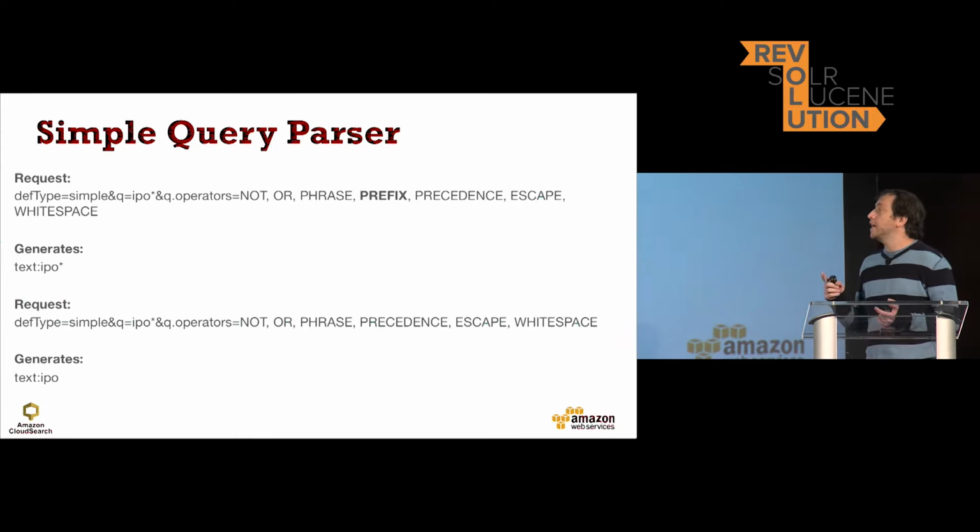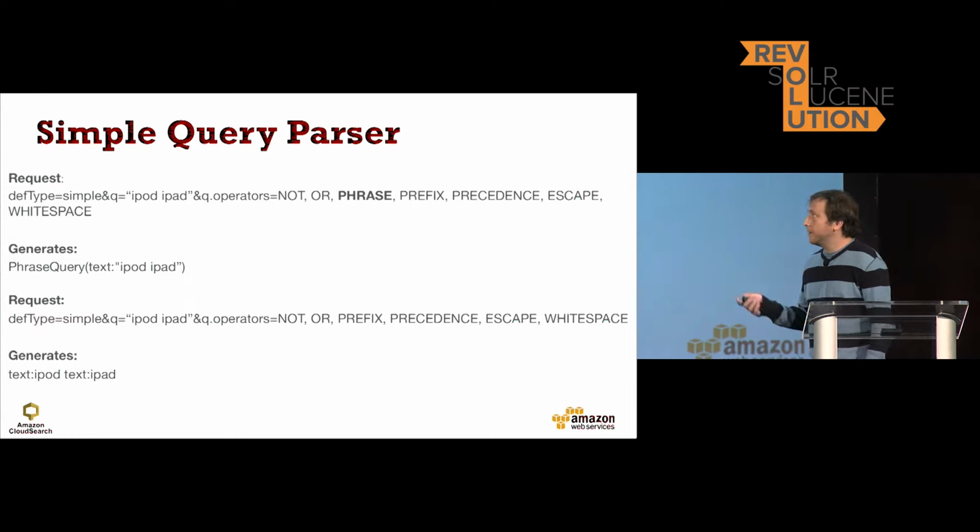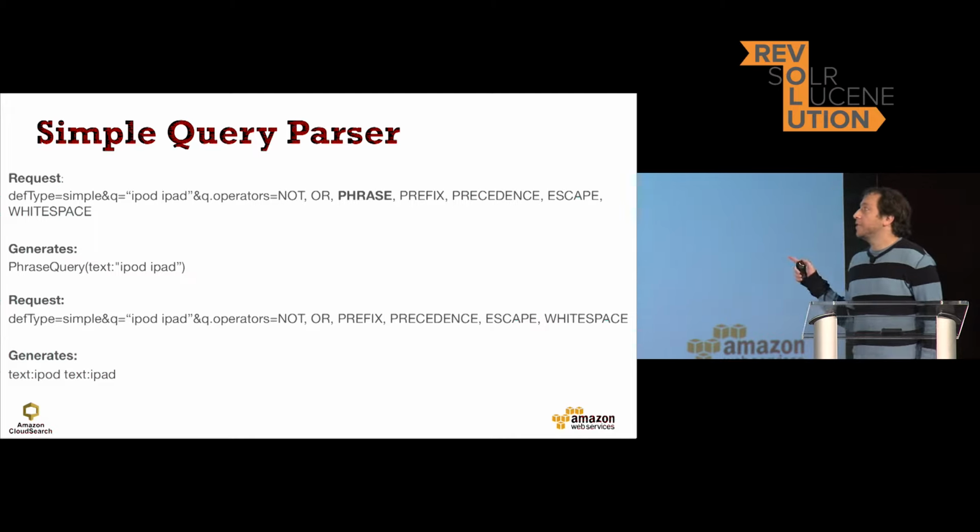What happened here is the iPod star. The output of the query parser was iPod star on the text field, but then the analysis removed that star, right? So it considered the star just a regular character. This example may be simpler to see. So I'm doing a query for quote iPod, and then I accept all the operators, and it generates a phrase query. However, in the second case, I remove the phrase operator, and the query generated is a Boolean query.